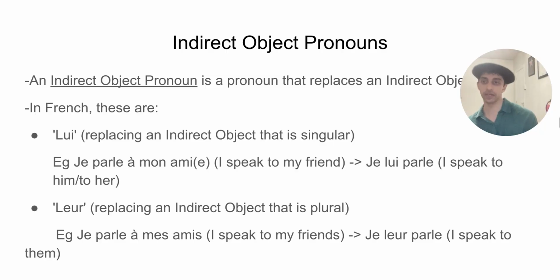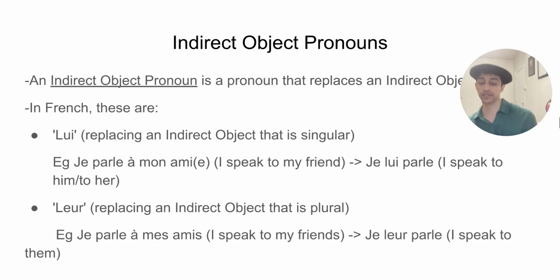And the second and final indirect object pronoun is leur. Leur replaces an indirect object, which is plural. So gender doesn't come into it or make a difference at all in terms of the indirect object pronouns. What is important is whether they're replacing a singular indirect object or a plural indirect object. And for that reason, there's fewer indirect object pronouns than direct object pronouns, which may be slightly easier. So leur is used to replace an indirect object which is plural.